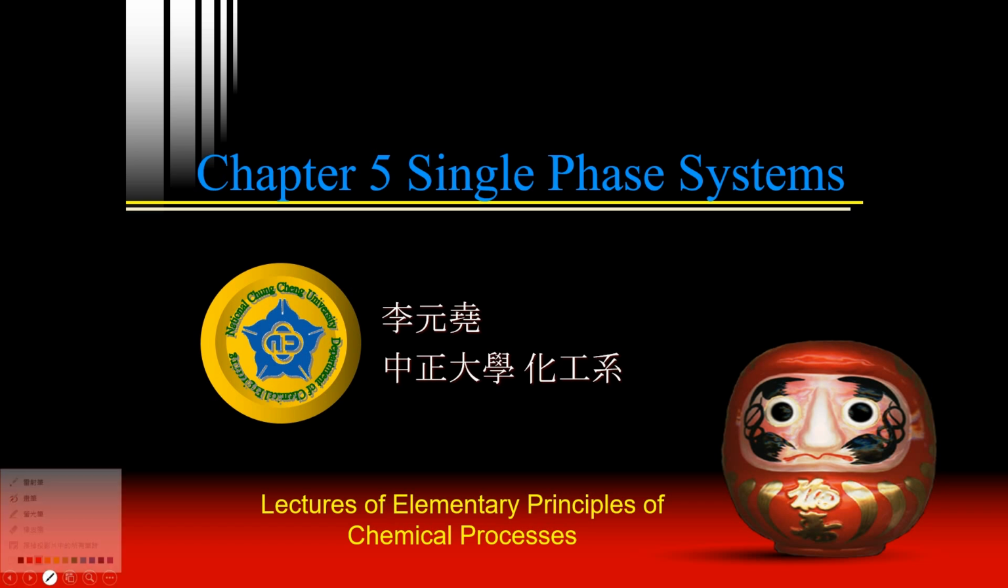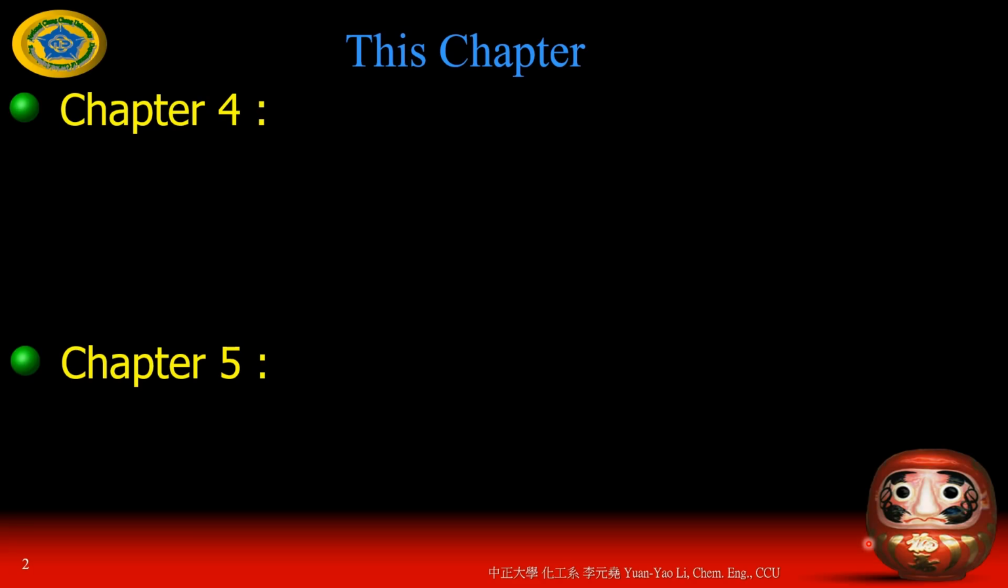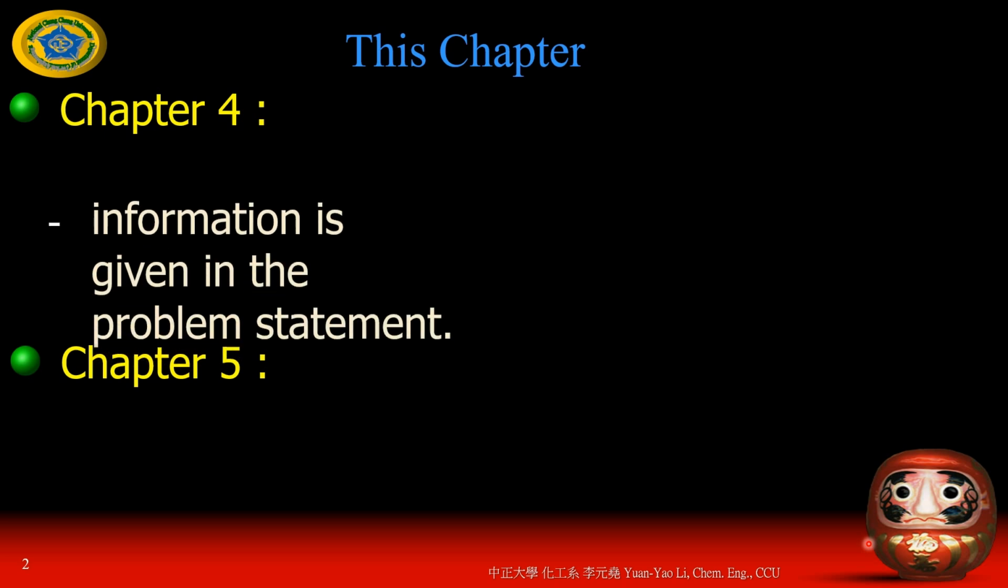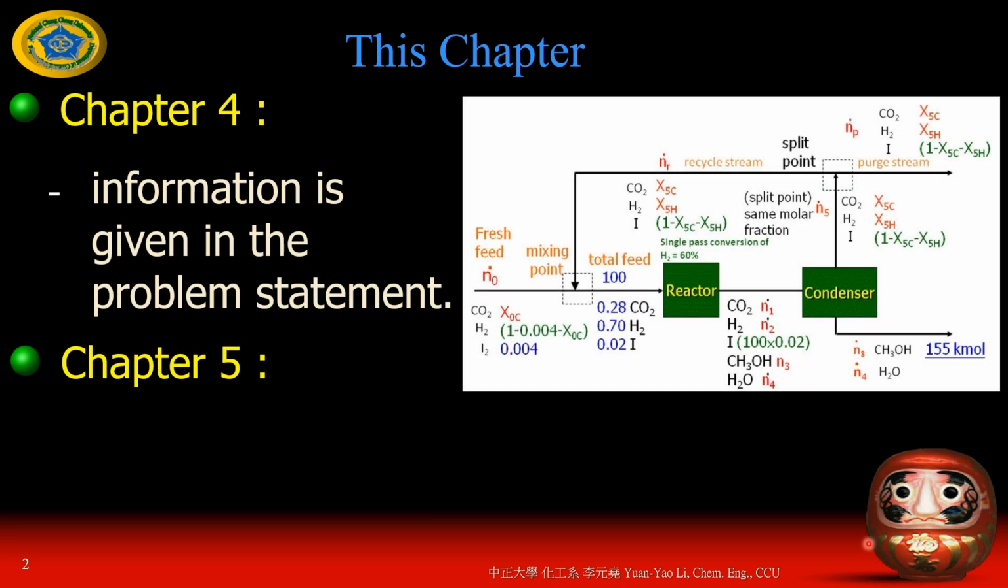Right, so today we go to chapter 5, single phase systems. What is single phase? We are talking about solid, liquid, and gas, right? In chapter 4, we already learned input equals output, and we know how to do the mass balance. When you read the text, the information is all given in the problem statements.